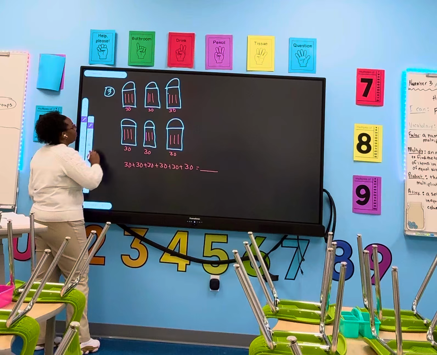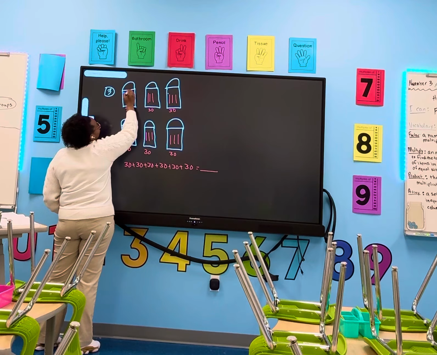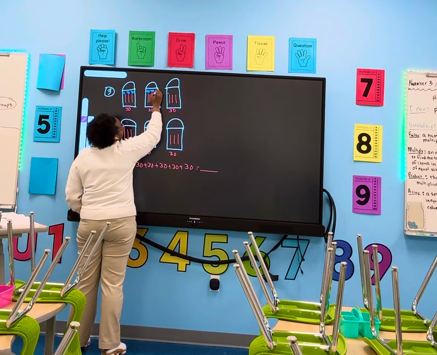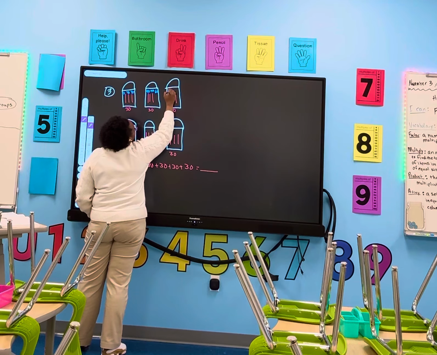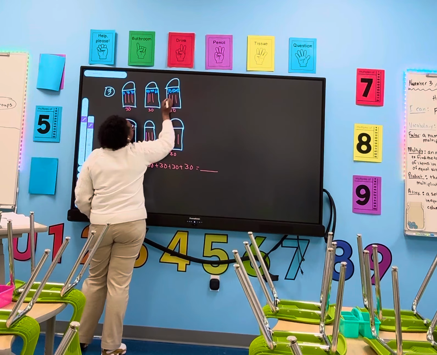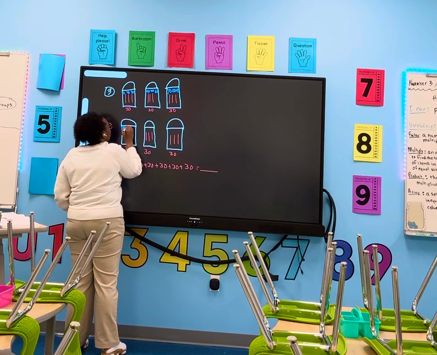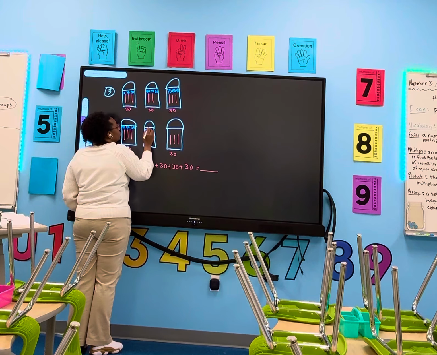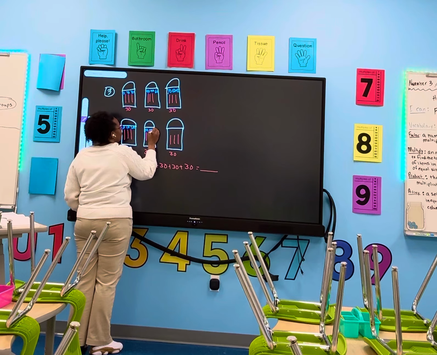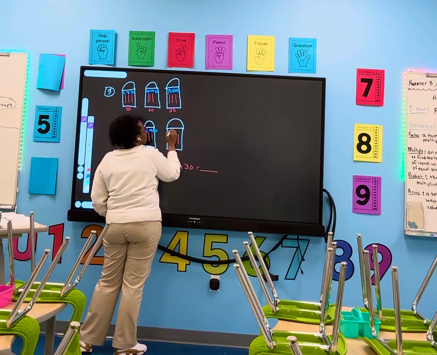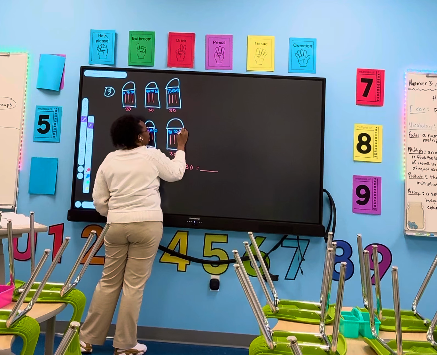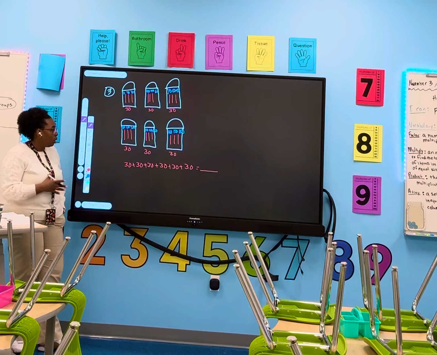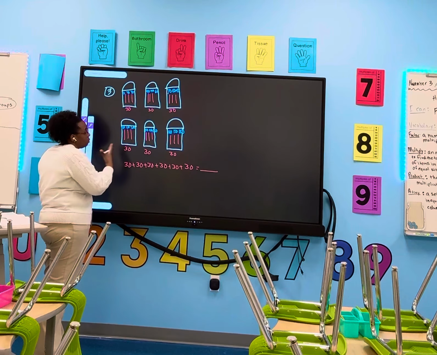So if I skip count and count by tens, this will be 10, 20, 30, 40, 50, 60, 70, 80, 90, 100, 110, 120, 130, 140, 150, 160, 170, 180. So when I got to the end, I had 180. So that will probably be the answer because that's my skip count.